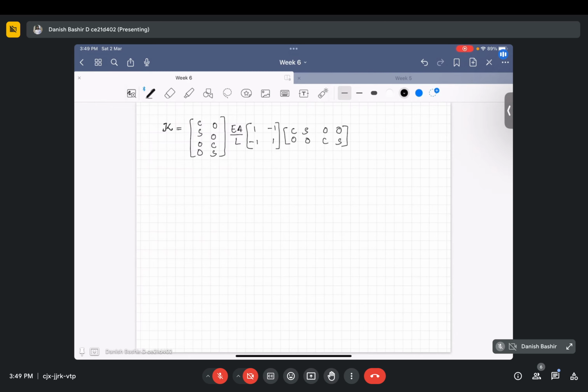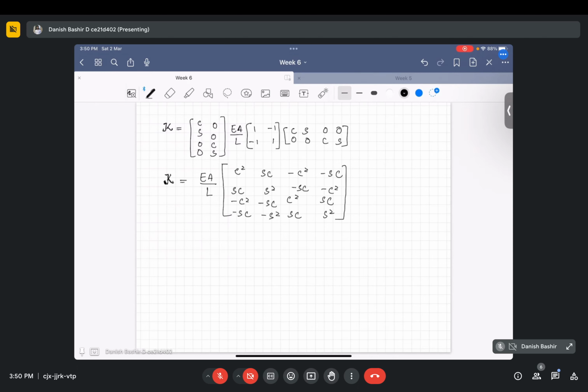When you perform this matrix multiplication, you will get EA by L times: cos square, sine cos, minus cos square, minus sine cos; sine cos, sine square, minus sine cos, minus sine square; then minus cos square, minus sine cos, cos square, sine cos; and minus sine cos, minus sine square, sine cos, sine square. This is your equation for the stiffness matrix in the global coordinate system.